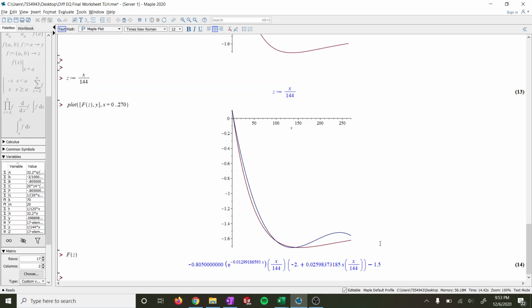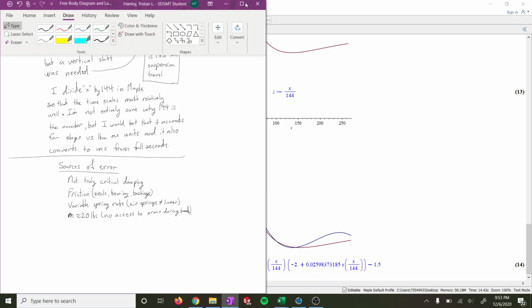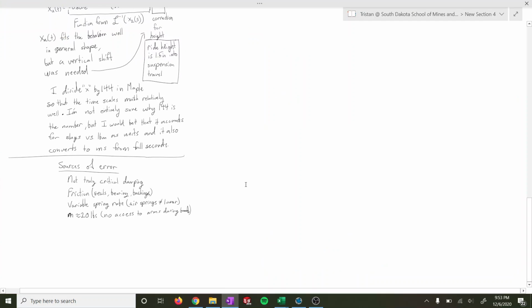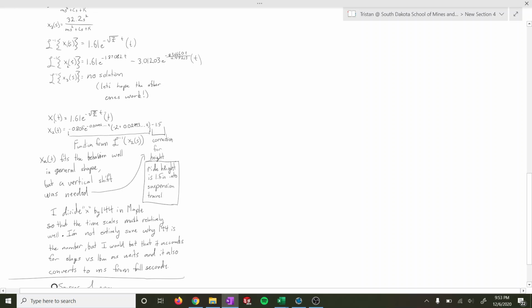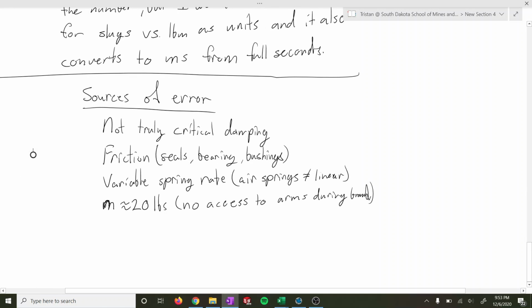Hopefully that gives you a bit of insight into how we plan to tune our suspension in the future and the methods that we're going to go about using them. A few of the difficulties are that the way I came about my forcing function was a bit of trial and error as well as an educated guess, being that gravity is the only thing affecting the body of the car. We don't truly either have critical damping.